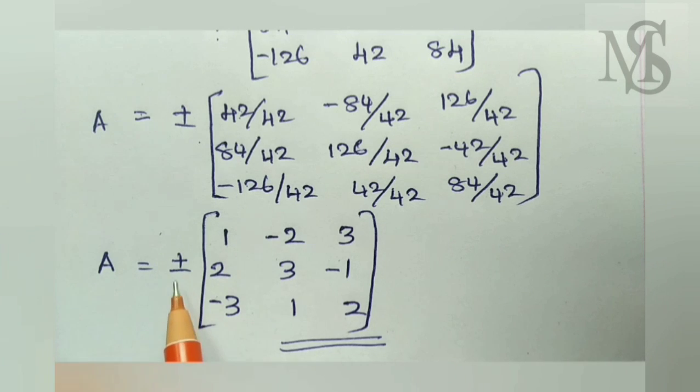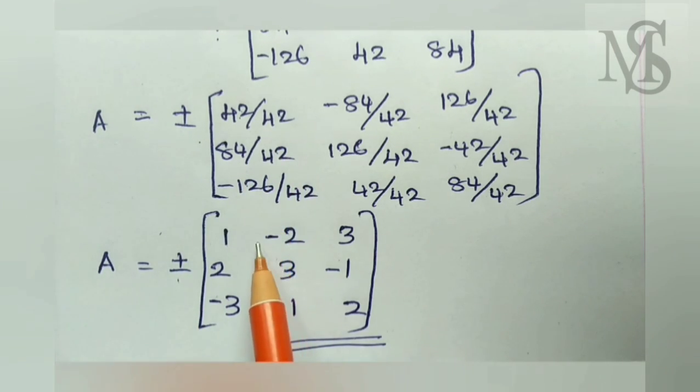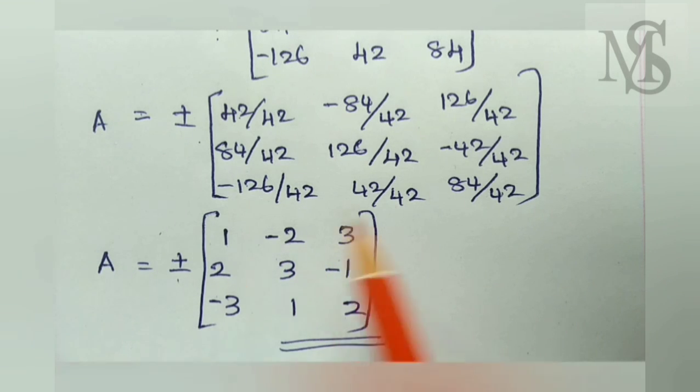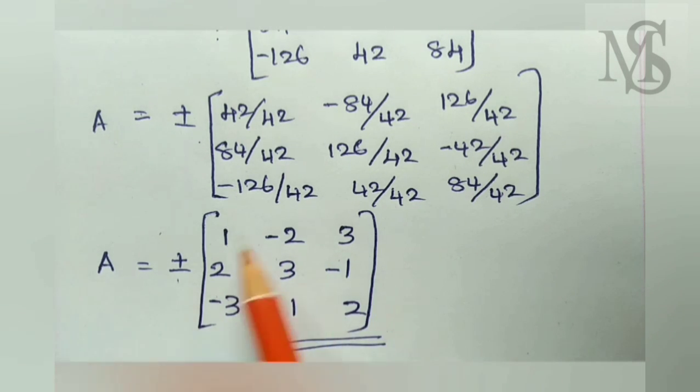A is equal to plus or minus the matrix: 42 divided by 42 is 1, minus 84 divided by 42 is minus 2, again 3, 2, 3, minus 1, minus 3, 1 and 2. This is the answer for A.